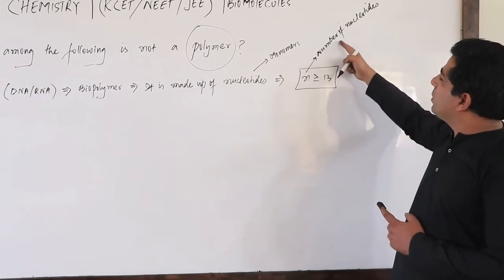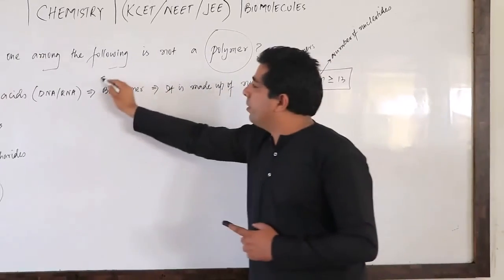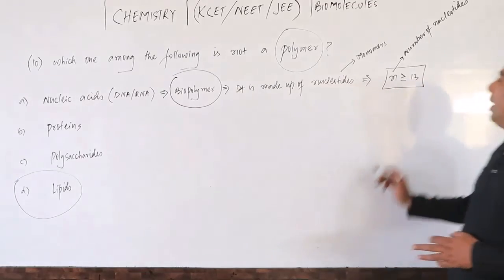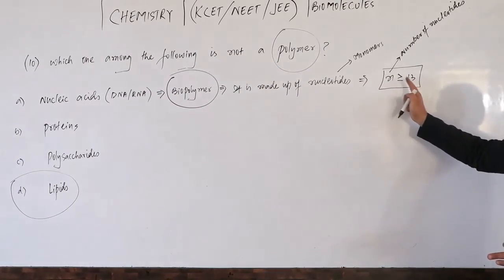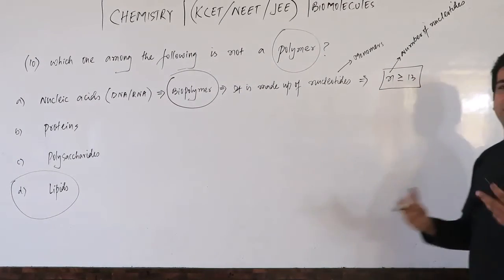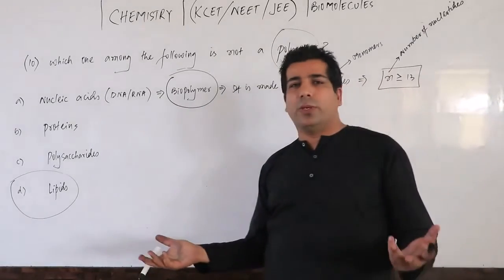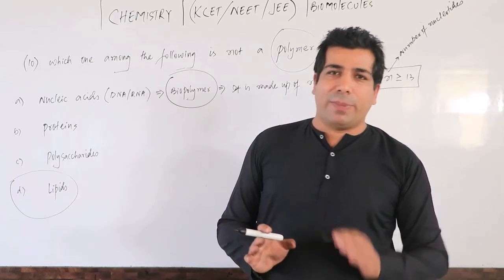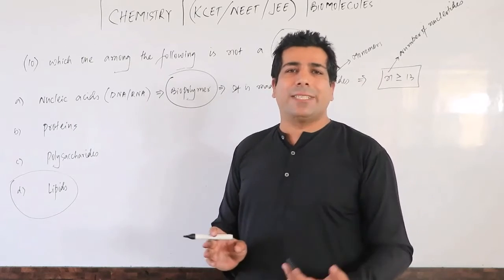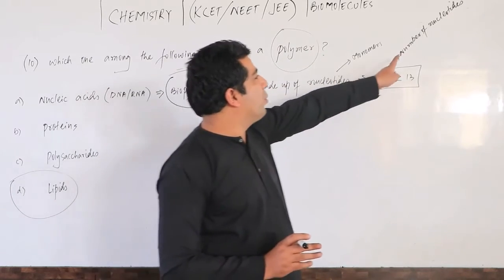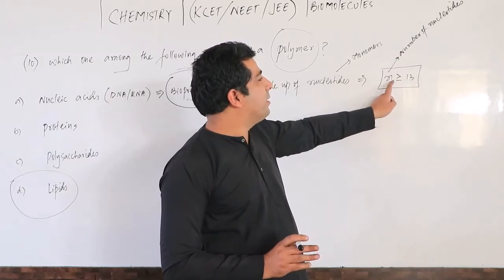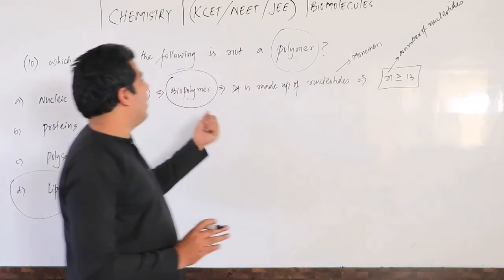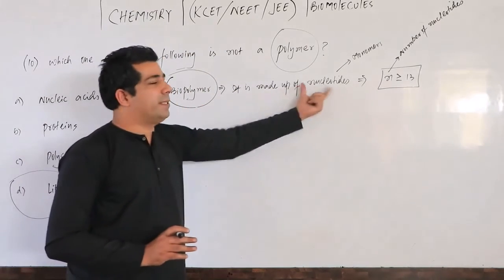So number of nucleotides in a biopolymer, which biopolymer? Nucleic acids should have either 13 or more than 13. It can be 1000 also, 2000 also, 10,000 also, does not matter. But the basic condition is that the number of nucleotides, N stands for number of nucleotides, should be equal to 13 or greater than 13, correct? So it's a biopolymer made up of nucleotides.